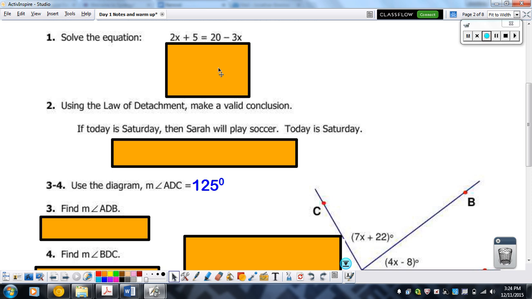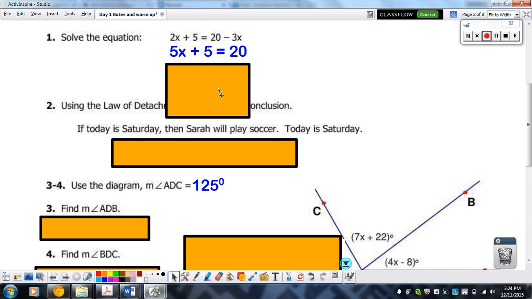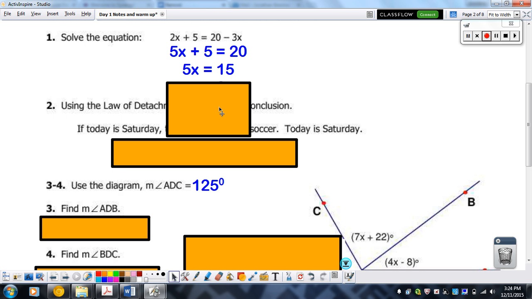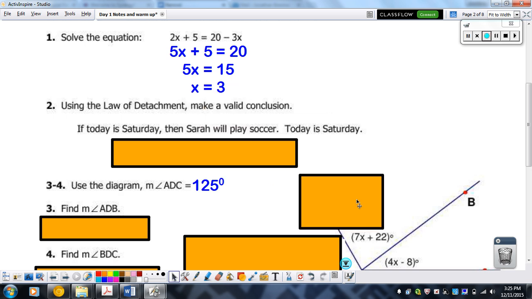Number 1, we're just solving an equation. 2x plus 5 equals 20 minus 3x. Adding 3x to both sides gives you 5x plus 5 equals 20. Subtract 5 and 5x equals 15. Then divide by 5 and x equals 3.